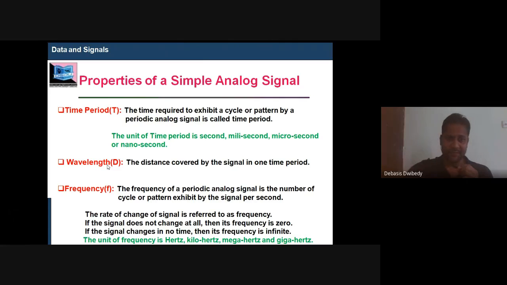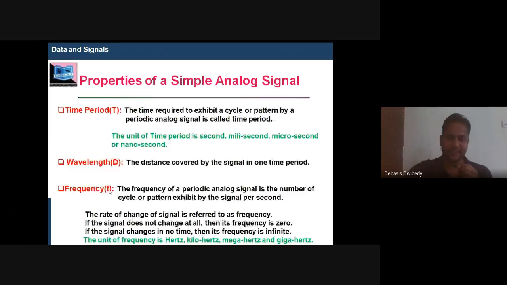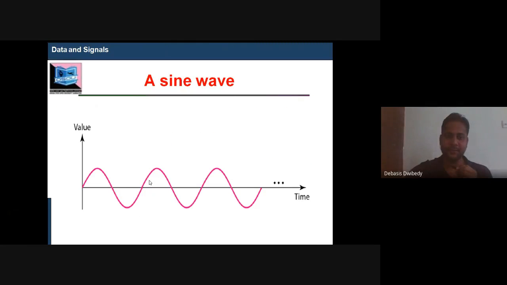And wavelength is what? The distance covered by the signal in one time period. So from this point to this point, the distance the signal covers is nothing but your wavelength. Frequency we represent with a small f. The frequency of a periodic analog signal is the number of cycles or patterns exhibited by the signal per second. So how many times this pattern is exhibited in one second, we call that frequency.